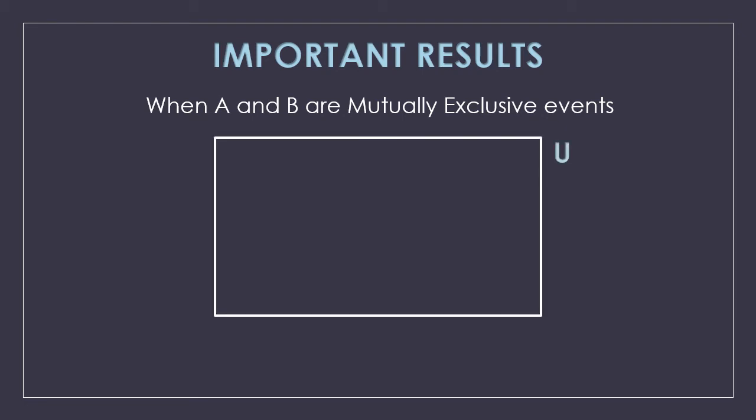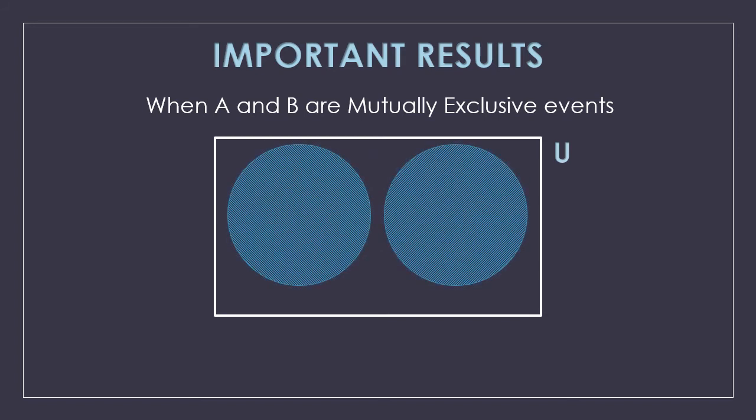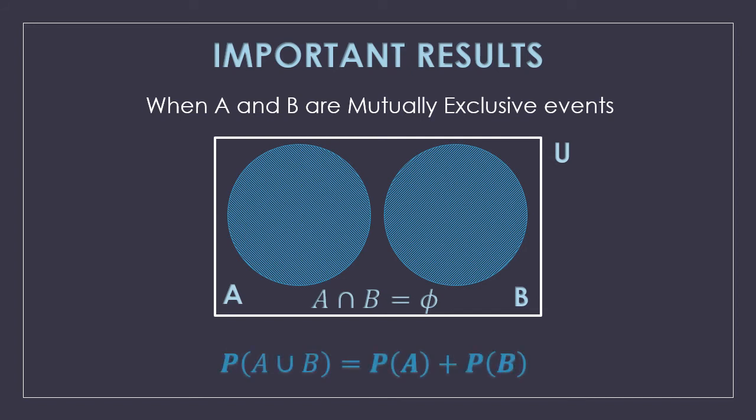That is a rectangle for the universe. A and B, there is nothing common. Mutually exclusive events means that there is no intersecting value. So the probability of intersection is the null set, it becomes 0. Naturally, in our union formula we had minus A intersection B, but as there is no intersecting value, the union formula will be just probability A plus probability B. As there is nothing common in between, we don't need to deduct anything from the formula.